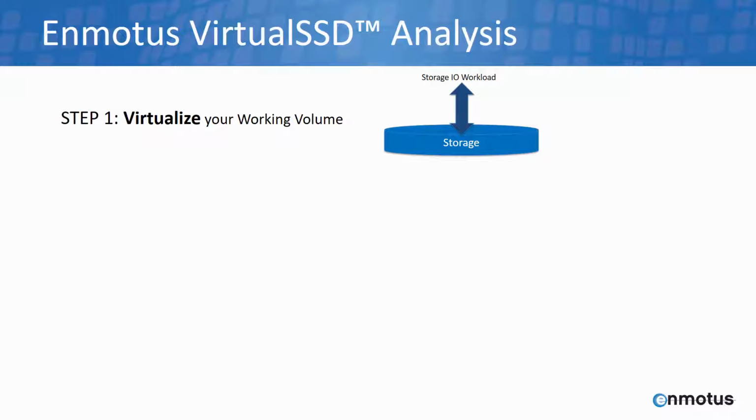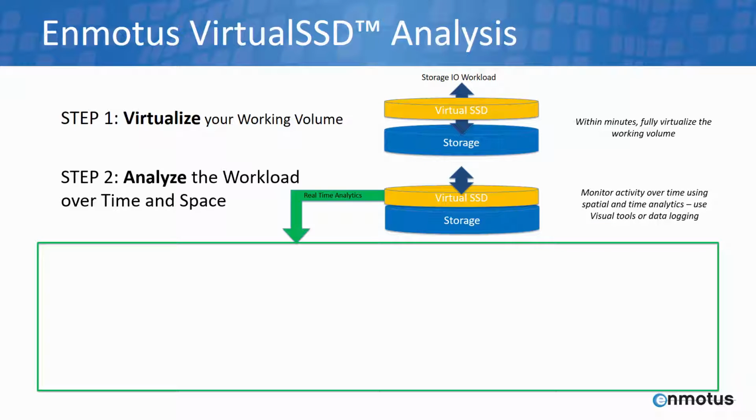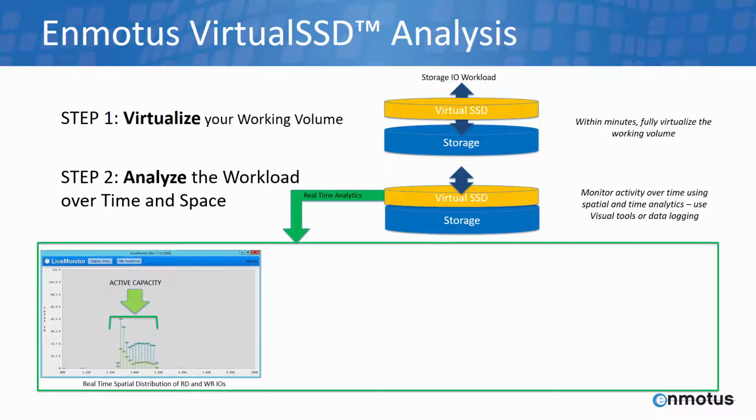Here's how. Step 1. We first virtualize your current or active storage. This one-off step takes just a few minutes. Step 2. Using the Enmotus analysis tools, we are now able to visually determine over a period of time the exact amount of capacity your higher active workloads need, or the active capacity.